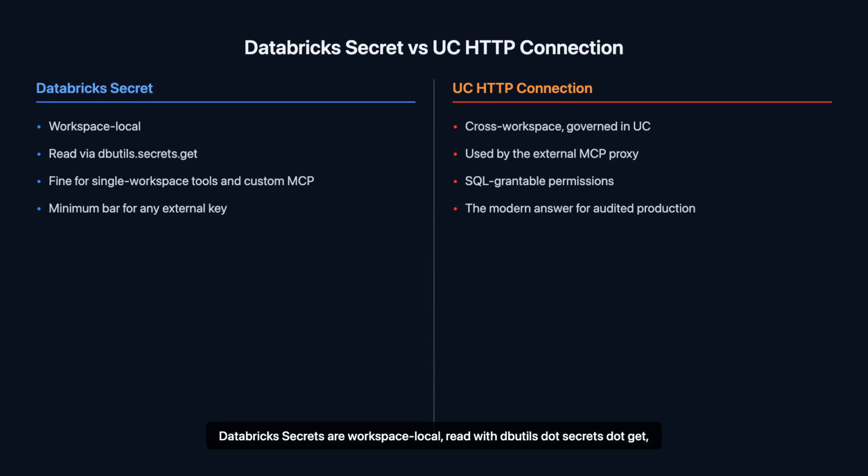Two valid homes for the credential, and they're for slightly different jobs. Databricks secrets are workspace local, read with dbutils.secrets.get, and they're the right answer for single workspace tools and the credential needs inside a custom MCP server. Think of them as the minimum bar for any external key. Unity Catalog HTTP connections are cross-workspace, governed in UC, and SQL grantable. That's what the external MCP proxy uses under the hood, and it's the modern answer when production needs to be audited across workspaces.